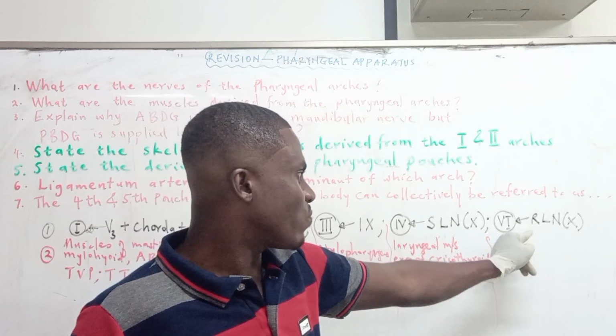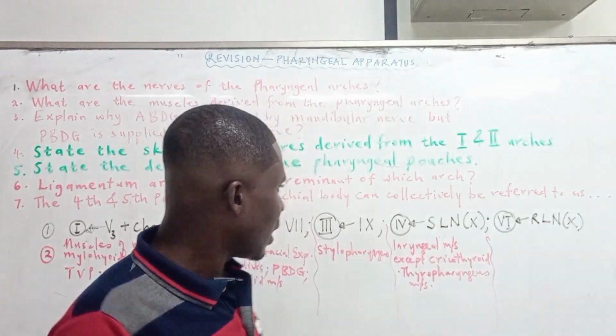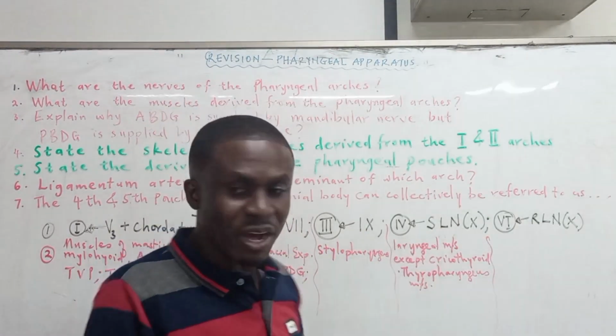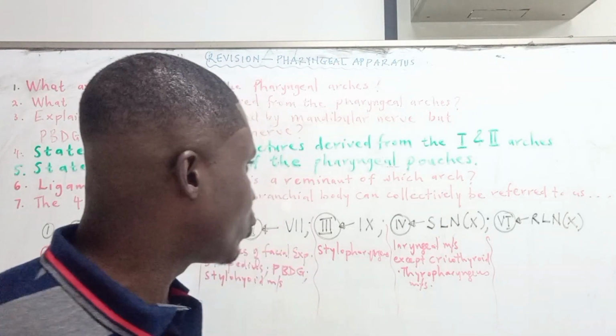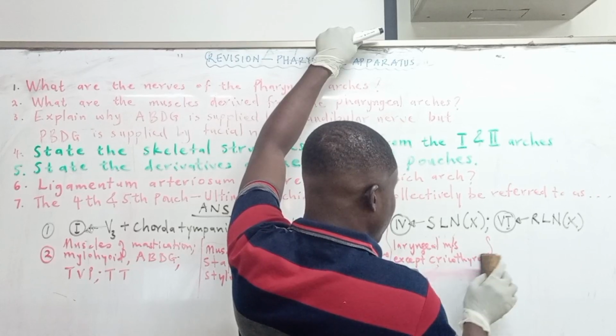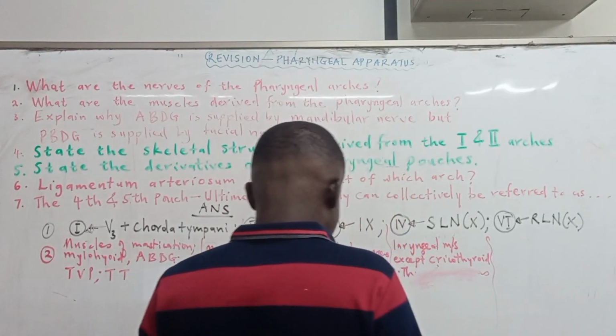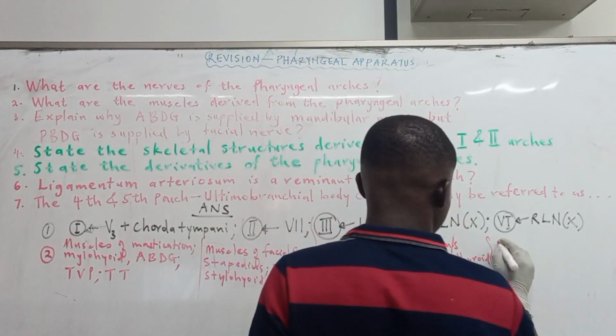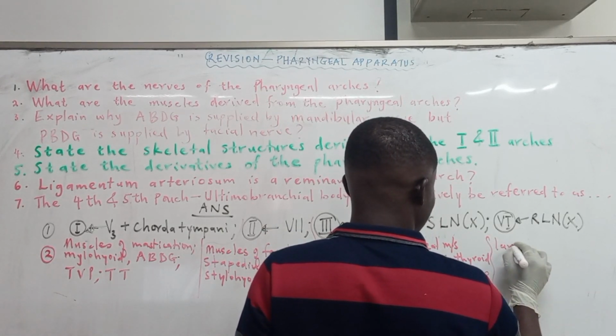Now, going forward for the recurrent, sorry about this, we are talking about the superior laryngeal nerve. So we shouldn't be talking about these things here. Sorry about that. These ones rather belong to the recurrent. So please, let's do them over here. Intrinsic muscles of the larynx, recurrent.